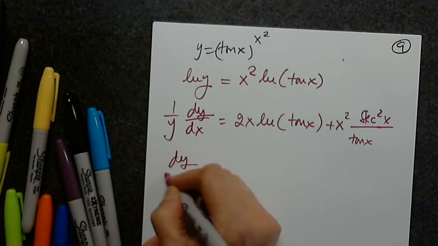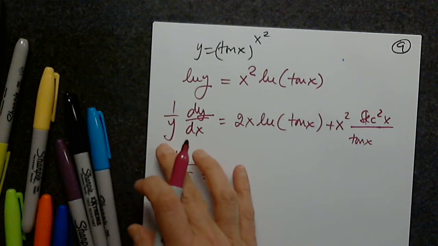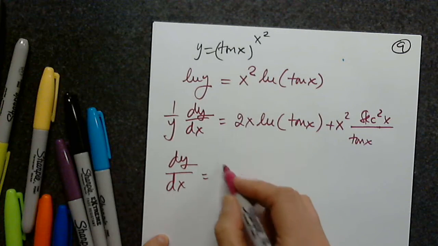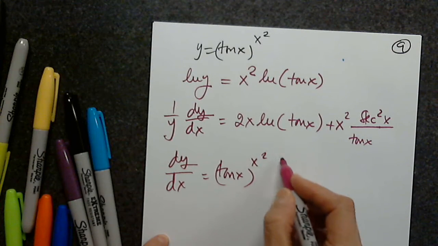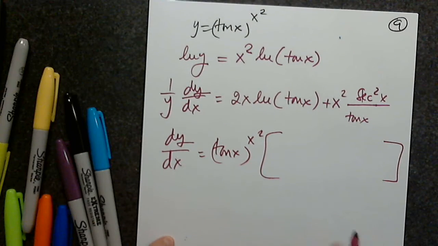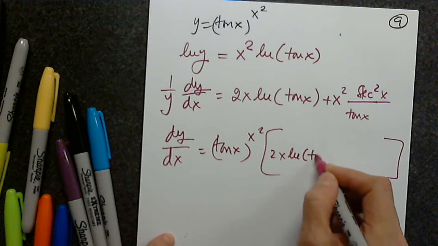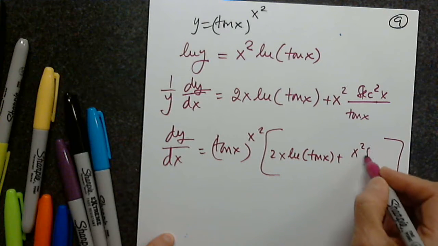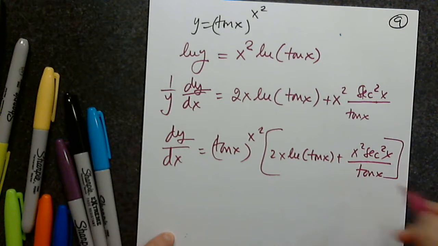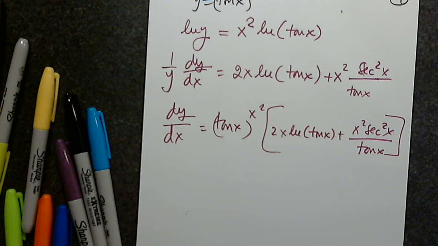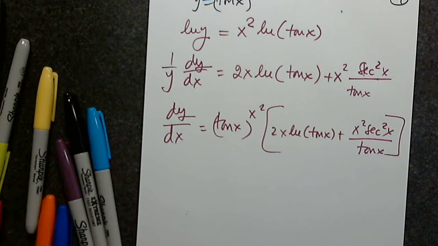So then the final step is dy over dx, which means I have to multiply both sides by y, and I copy y directly: tangent x raised to x squared, and I copy the rest. Don't touch anything. There is no need. This is good enough. What's the 1 over y? Y becomes tan x to the x squared. We have to replace it. Is that okay, everyone? Any questions?